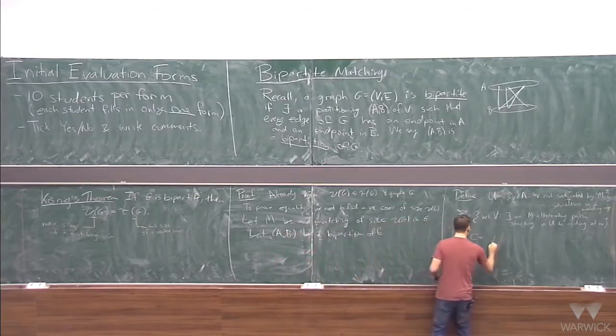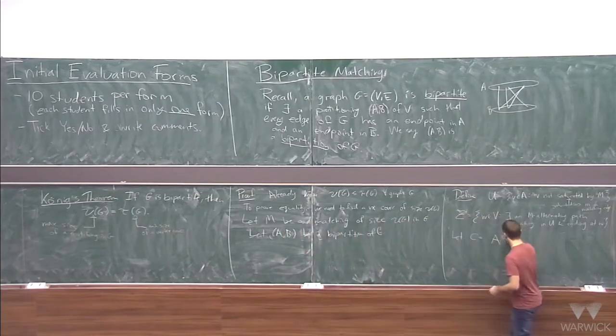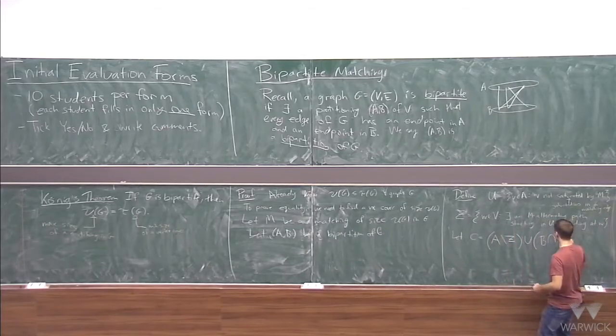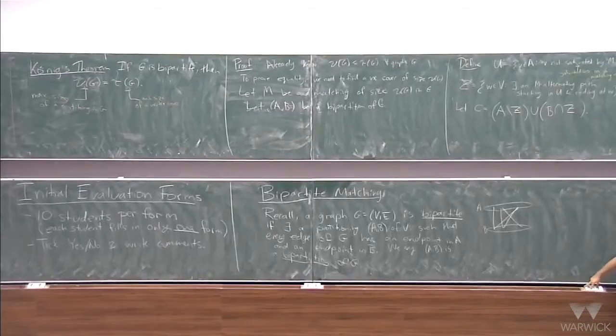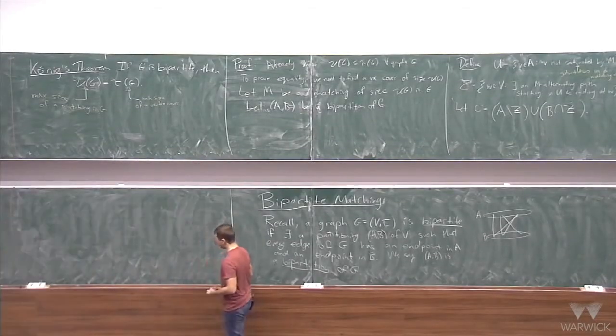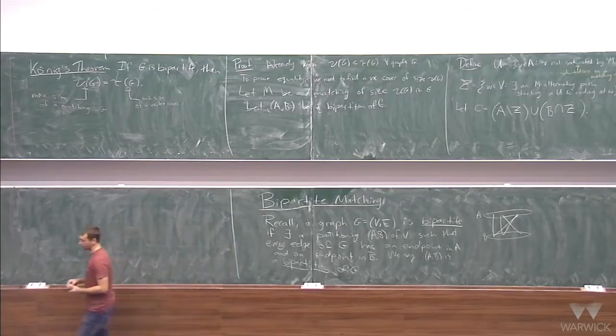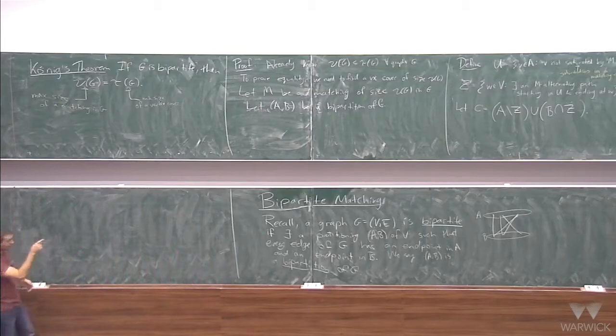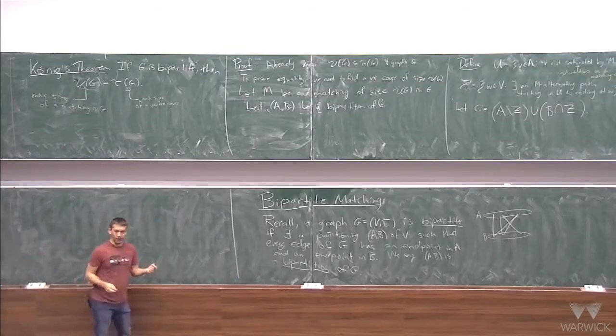So C is the set (A minus Z) union (B intersect Z). I claim that this is going to be a vertex cover and that it has the same size as the matching. Is it clear? Any questions about anything? Remember, my whole goal is to find a vertex cover of size nu of G, the same size as the matching. So I claim that C is the vertex cover that I want.